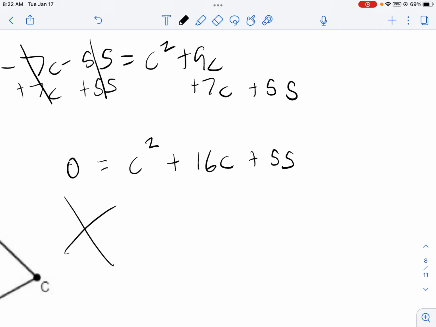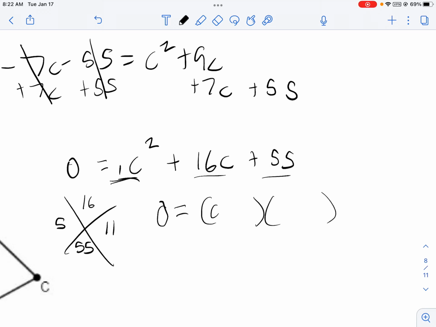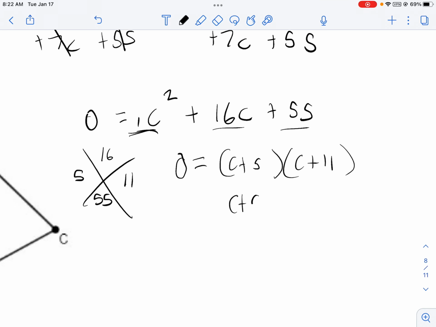To factor this, you'd say, all right, middle number, that's a 16. Your first number's 1. Last number is a 55. So we need numbers that add to 16 and multiply to 55. There are only two numbers that do it, 5 and 11. 5 plus 11 is 16, 5 times 11 is 55, which means you have your numbers. Since you have the 1 out front, your shortcut is totally a thing here, and you have 0 equals c plus 5 and c plus 11. To finish solving, set them both equal to 0.